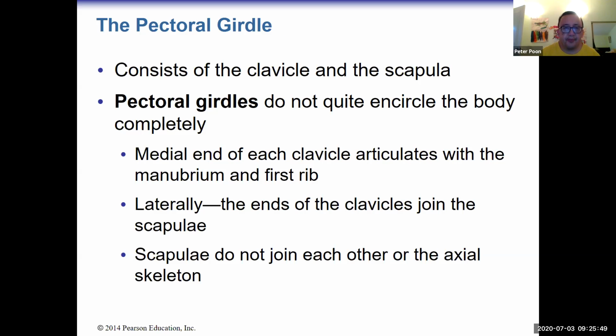Okay, so let's talk about the pectoral girdle. The pectoral girdle consists of two bones, the clavicle and the scapula. The pectoral girdle allows a great amount of flexibility, but very little support.